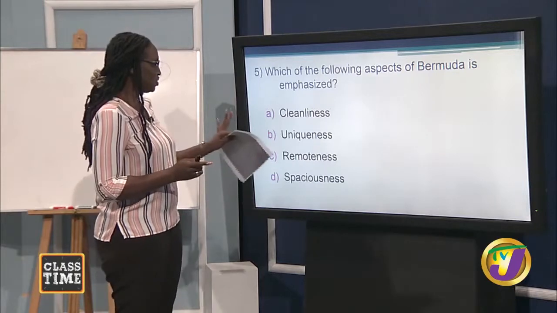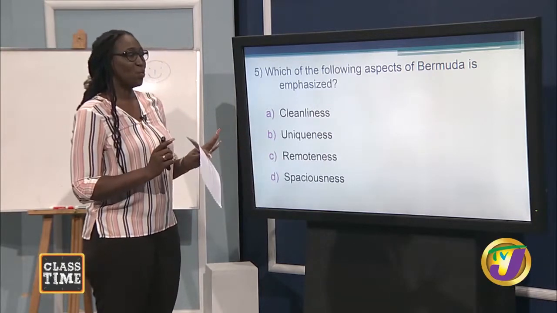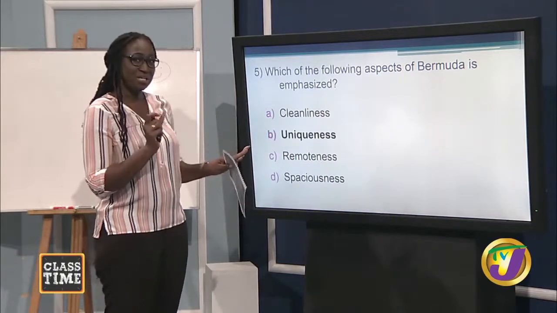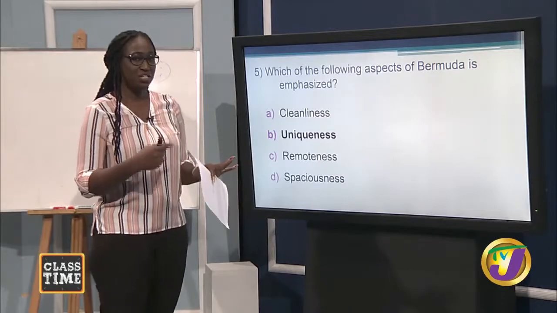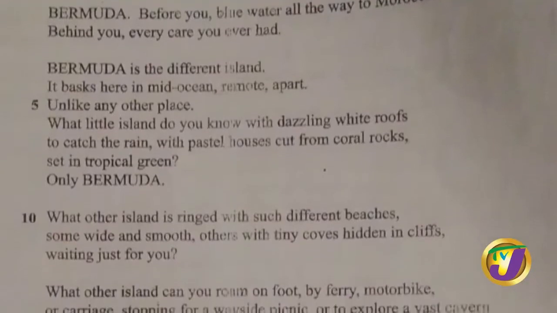So it's a toss-up between uniqueness and remoteness. Those two were there, but which one was more? It's uniqueness. A lot of details went into showing how it was different from everywhere else. Very good. All right. Our next question.